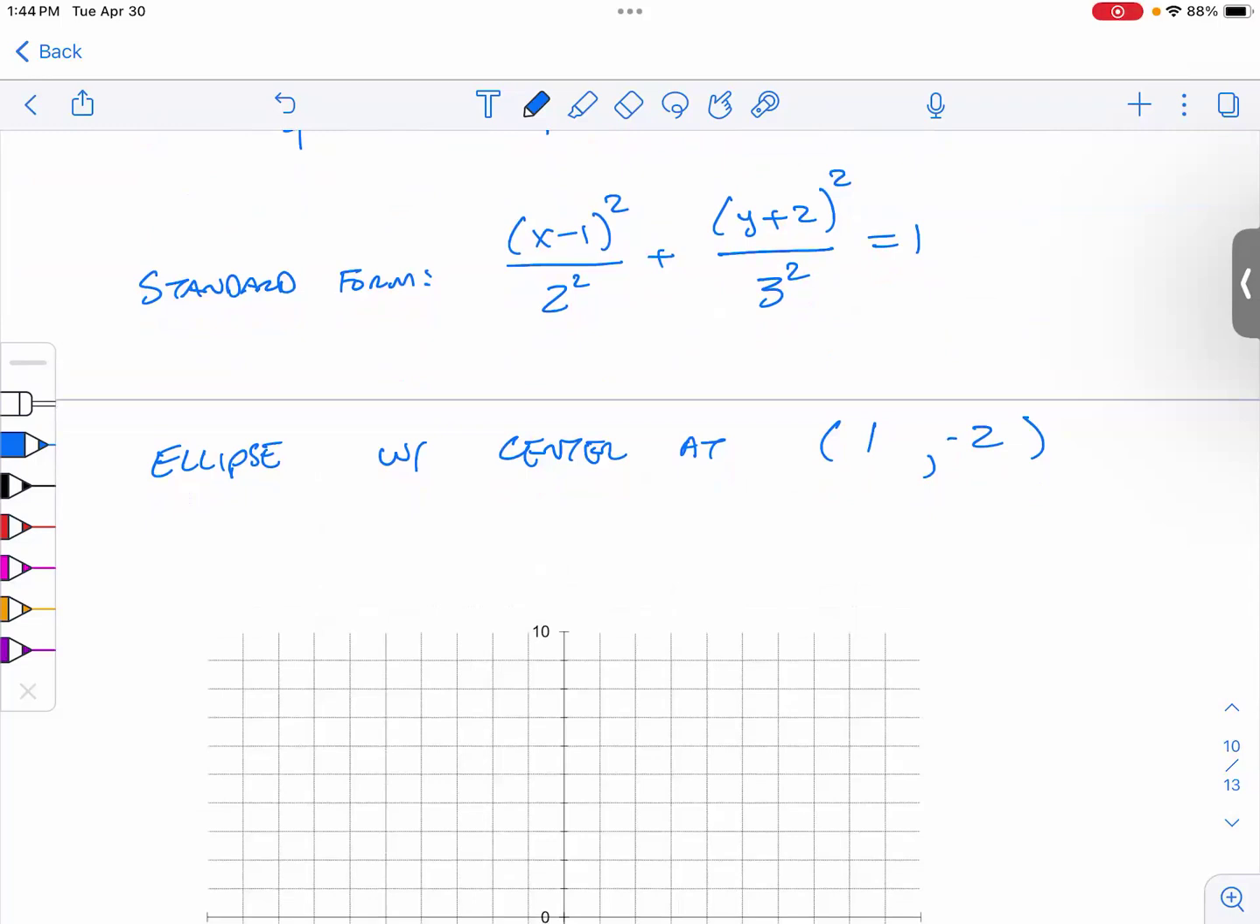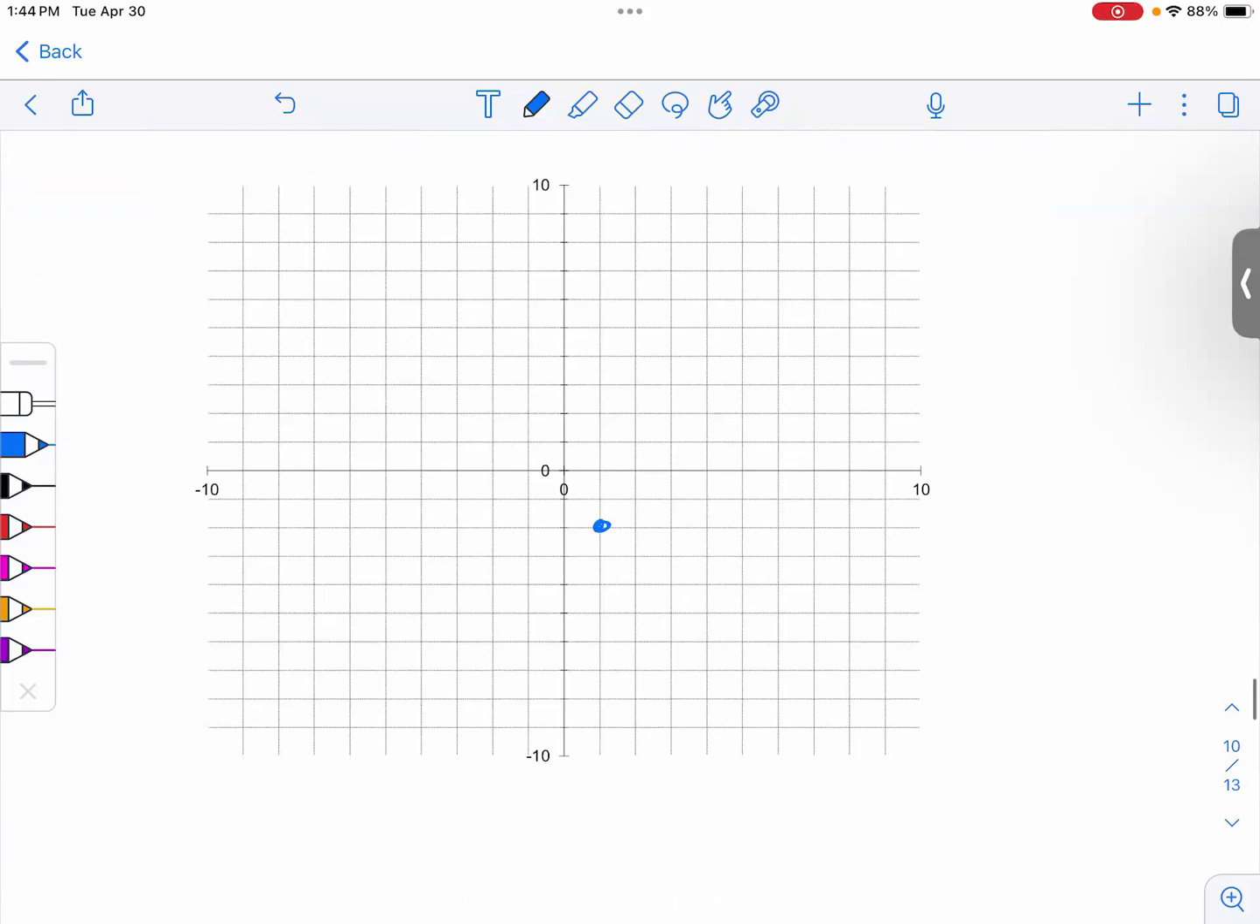And again, we have Desmos, but these ones are just so fast. This is 2 off of that in the X direction, 3 off of that in the Y direction. All right, 2 in the X, 1, 2, 1, 2, 3 in the Y, 2, 3, 2, 3. And we've got our shape. Standard form, the whole point of it is that it represents something we're really, really familiar with.